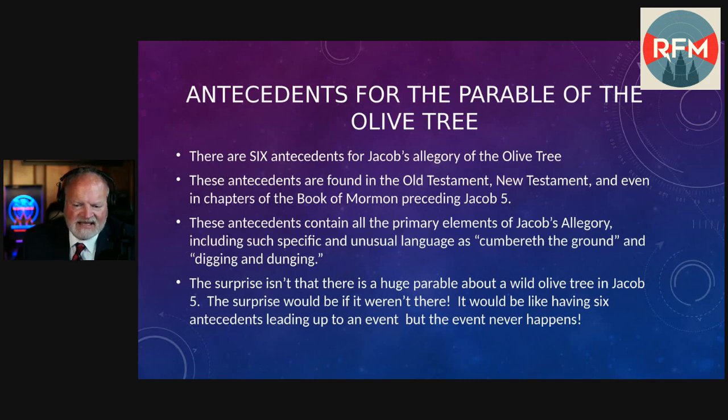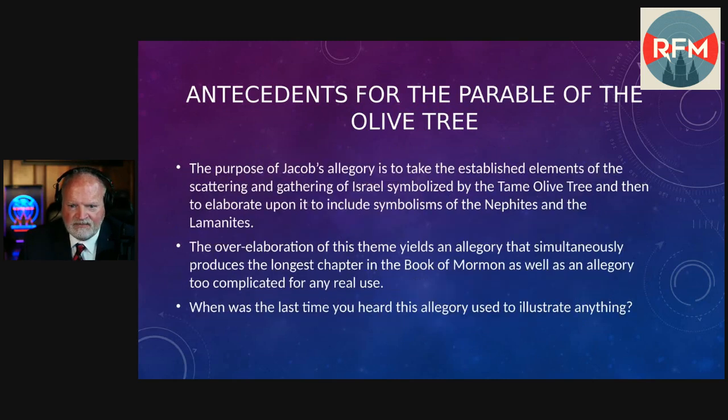The surprise isn't that there is a huge parable about a wild olive tree in Jacob 5. The surprise would be if it were not there. It would be like having 6 antecedents leading up to an event, but the event never happens. That's how strong the case is from these antecedents, in my mind at least.